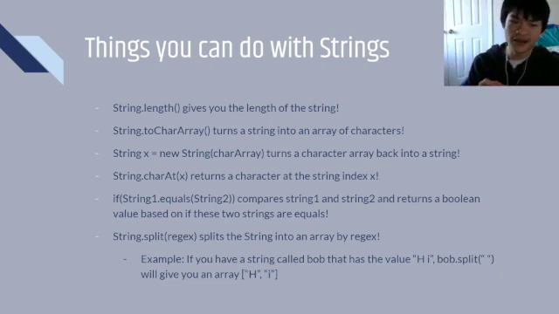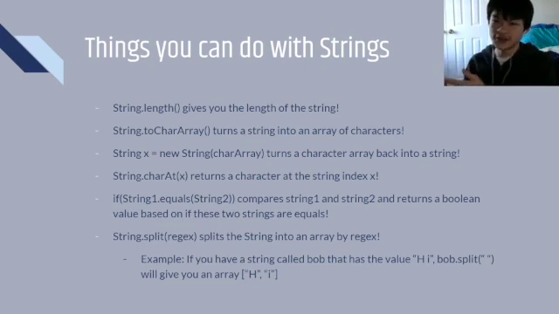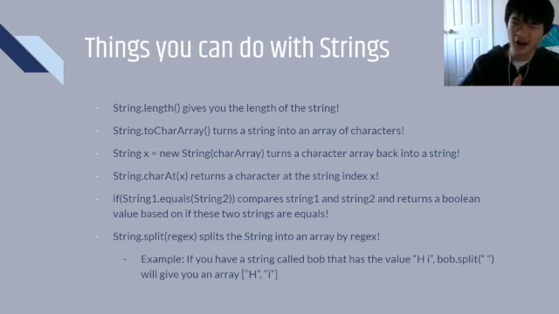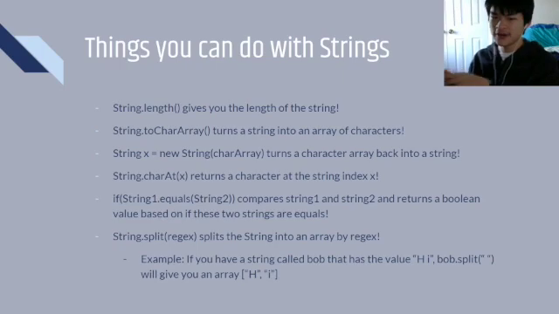Okay, pretty cool. Now, the third bullet point is a little bit confusing. String x equals new String(char array). And this turns a character array, which is previously made, into a string. string.charAt(x) returns the character at the string index x. So, for example, if I had a character array that spelled out hello world, index 0 would be H, then E-L-L-O, space, W-O-R-L-D, exclamation point. So if I said string.charAt(0), that would give me the letter H, because that is the character that is at string index 0.